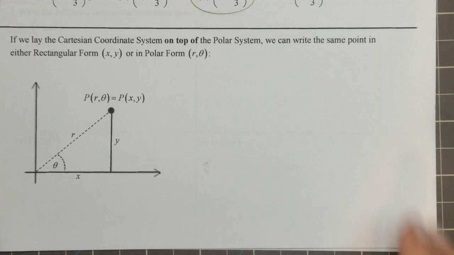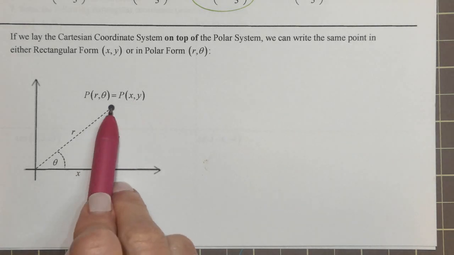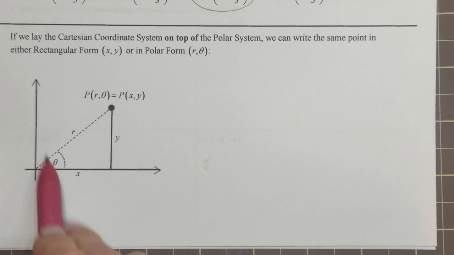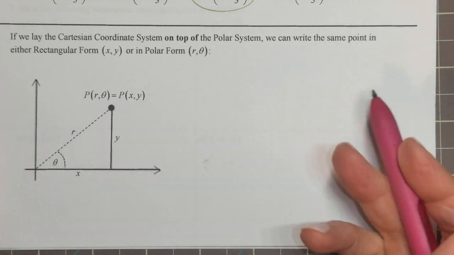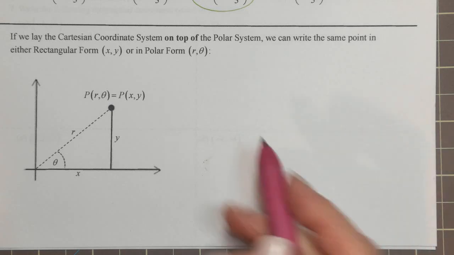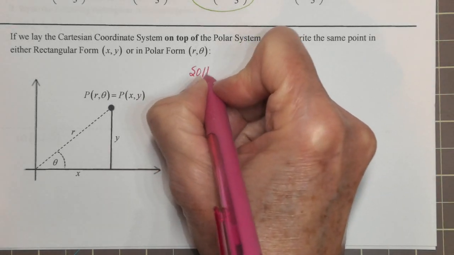All right. If we lay the Cartesian coordinate system on top of the polar coordinate system, we can write the same point in either rectangular form or polar form. So this is the point xy, but it also could be named by r theta. We'd like a way to convert from polar to rectangular and rectangular to polar. So we're going to use trig to do that. Think back to SOHCAHTOA.